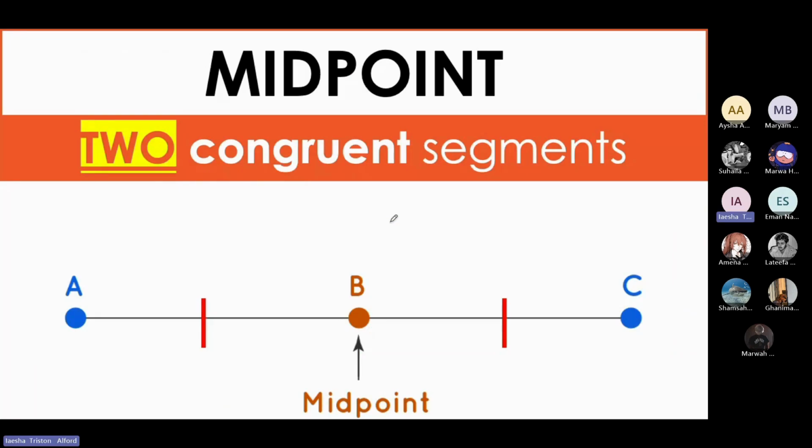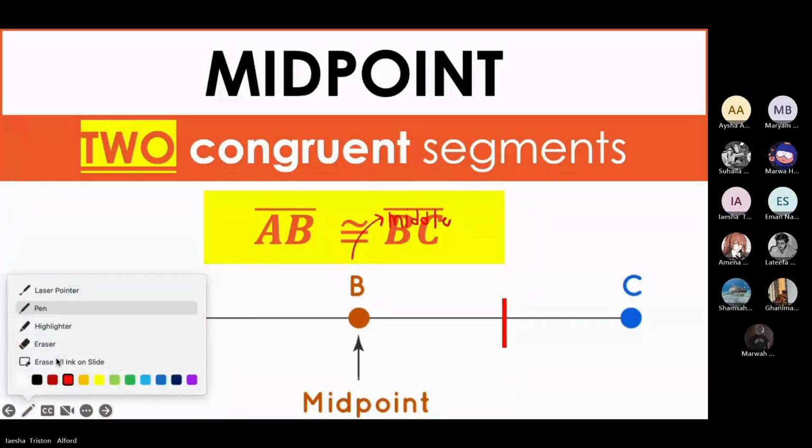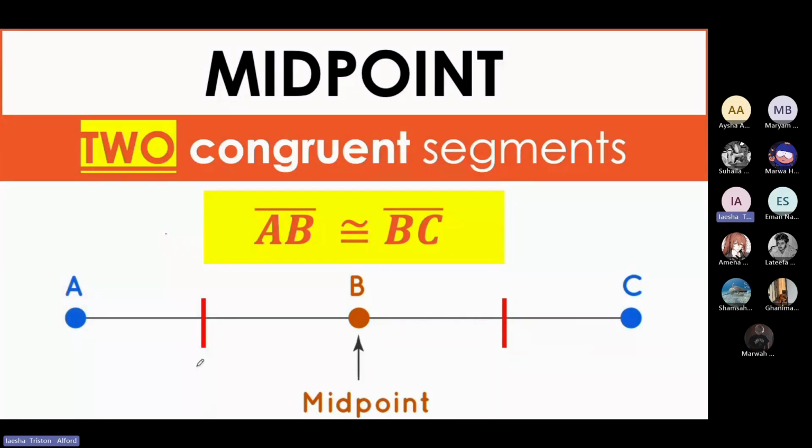Here, midpoint. B is the midpoint. This point is where? In the middle. Every time you have midpoint, the left side segment and the right side segment should be congruent. So AB should be congruent to BC. Everybody is okay about midpoint? Yes. All right.